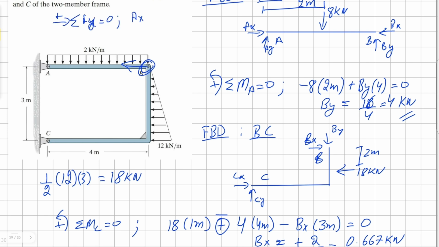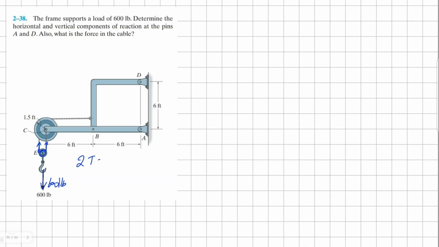Quickly solving for it, we have positive Ax, negative Bx, all equals to 0. Therefore, our Ax is going to be our Bx, so each of the cables will have an equal amount of load. That means each cable will be carrying 300 pounds of load. Now, let's look at this pulley here, and let's draw the free body diagram of it.